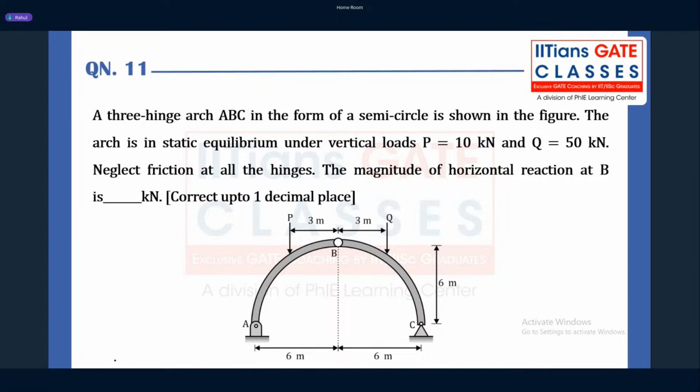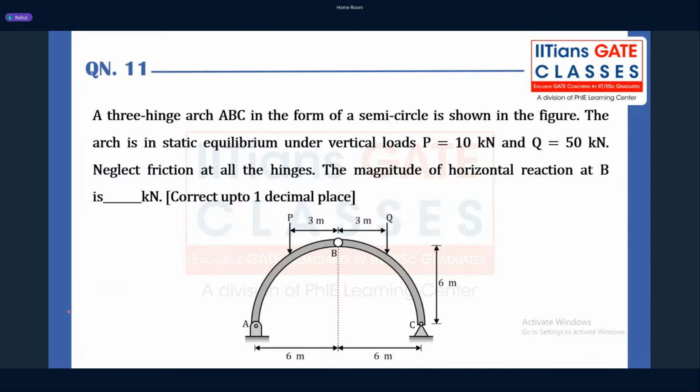Again, moving on to the next question, guys. The next question is from engineering mechanics. This question has already been taken from the previous year civil engineering papers, like 2020 or 2021, a very similar question they asked. They have taken the references and framed the question again, with just a little bit of change in the data.